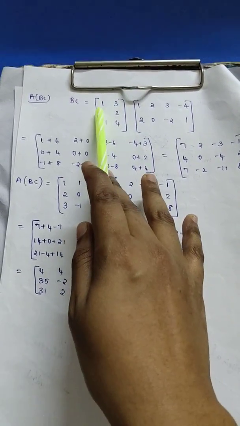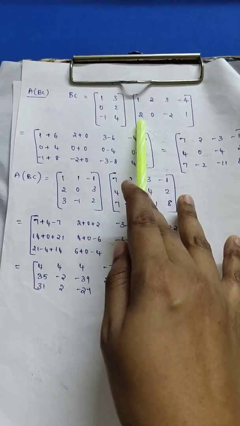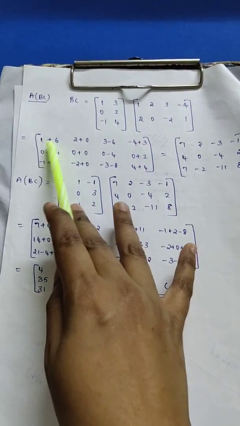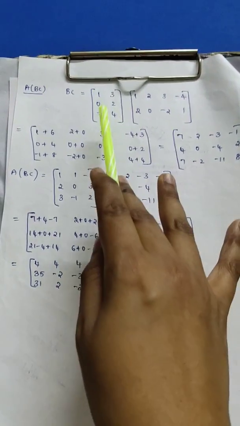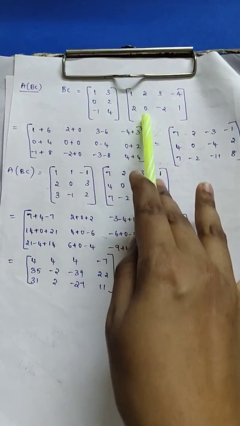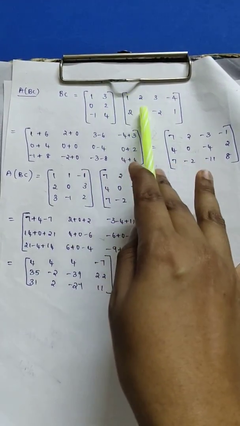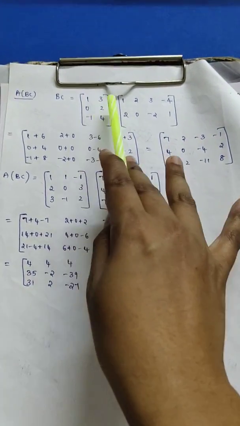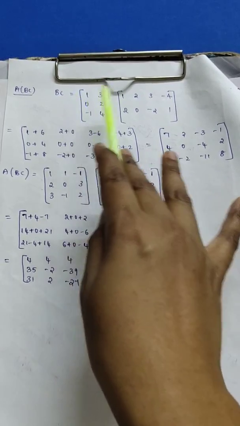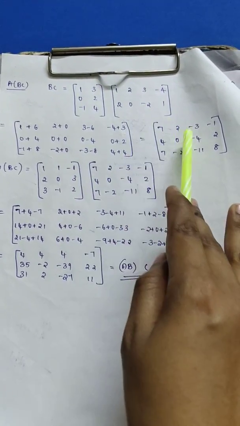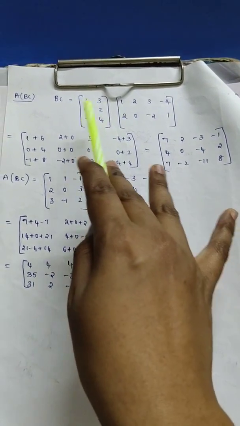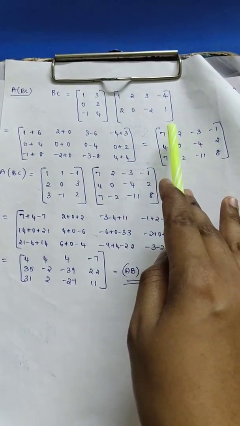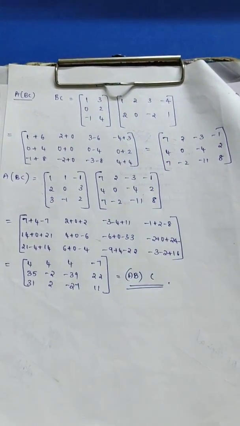Now let us do first row into first column. So 1 into 1 plus 3 into 2, which will give you 1 plus 6, 7. Now first row into second column. So 1 into 2 plus 3 into 0, which will give you 2. Now first row into third column, 1 into 3 plus 3 into minus 2, which will give you minus 3. Now first row into last column, so 1 into minus 4 plus 3 into 1, which will give you minus 4 plus 3, minus 1.